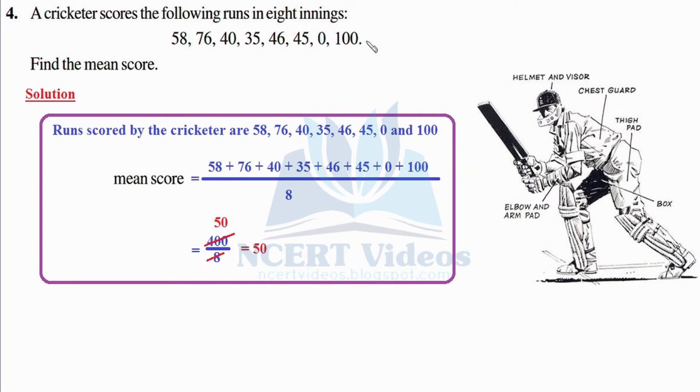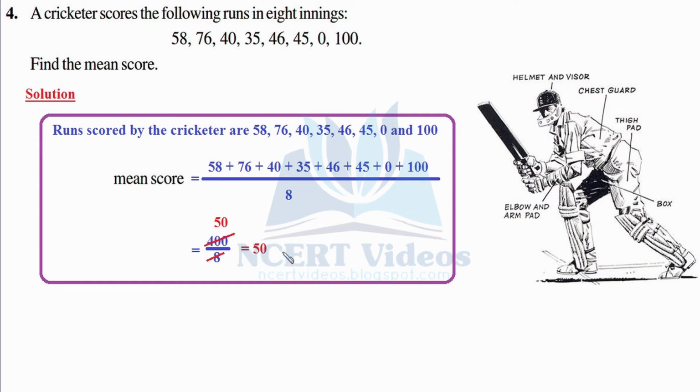Even though he scored 0, it means he got out on 0 itself, or he didn't play because he didn't get his chance. When you add them up, it gives you 400. You can add them on your rough space, the right hand side of the paper. Now 400 divided by 8: 8 times 5 is 40, and 0. So 50 is the average.